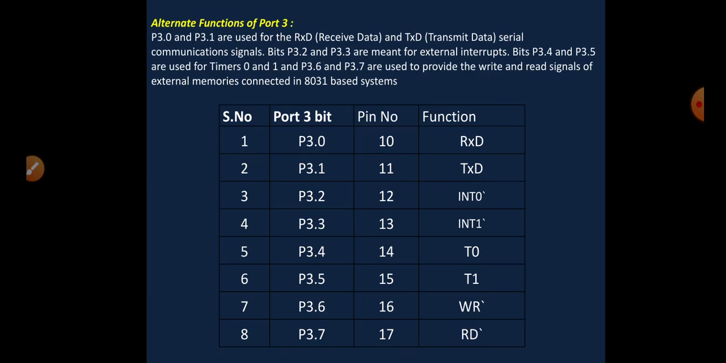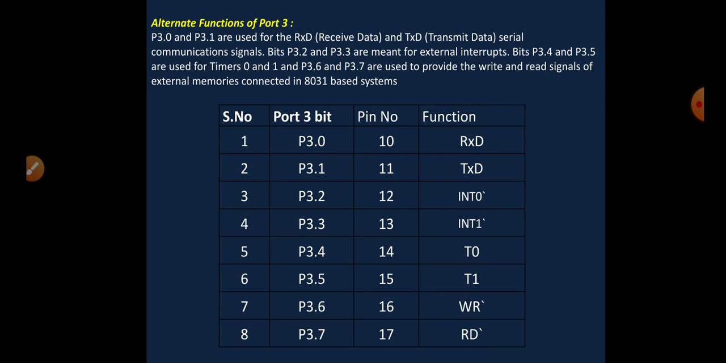Coming to the alternate functions of your port 3, P3.0 and P3.1 are used for RxD and TxD in serial communication, means receive data and transmit data. Bits P3.2 and P3.3 are meant for external interrupts. As we've already seen in the pin diagram, the 8051 has two external interrupts, interrupt 0 and interrupt 1. So these two pins P3.2 and P3.3 are meant for external interrupts, interrupt 0 and interrupt 1.